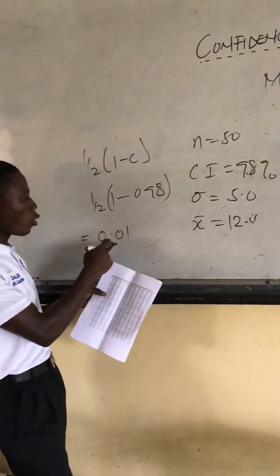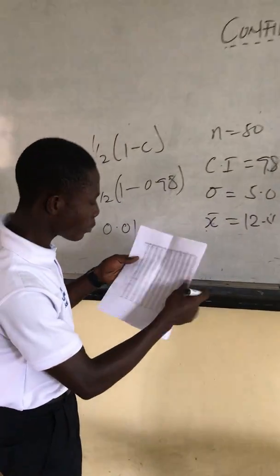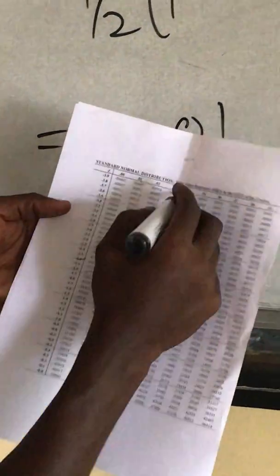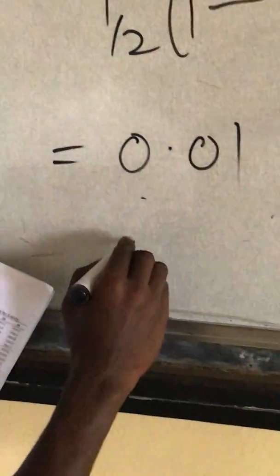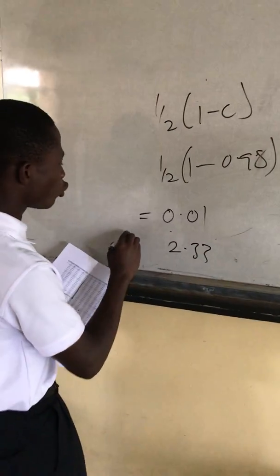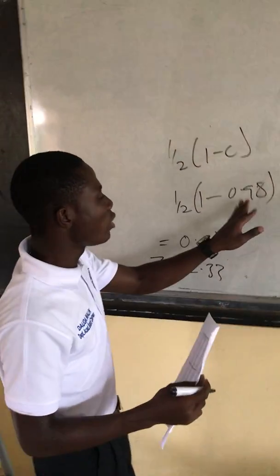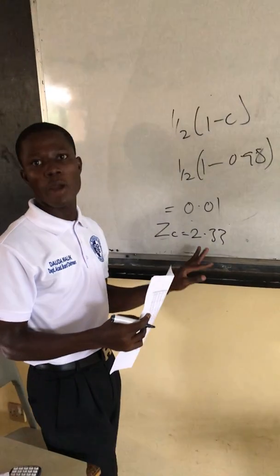So 0.01 on my standard normal table is here. Okay, so you find here, so you see we have column here. So 0.01 can be found here, so this side, so it's 2.33. So 0.01 on my table, we have negative 2.3 here, and we have 0.03 here. So it comes together to form what? So it's here like this. So 2.33. So my Z of C for 98% confidence interval is 2.33.